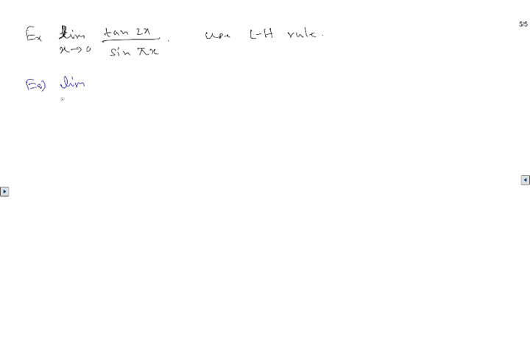So how about this problem? Limit x goes to 0, 8x over 3 sine x minus x. Do you want to think about it a little bit? Any idea how we can do this?